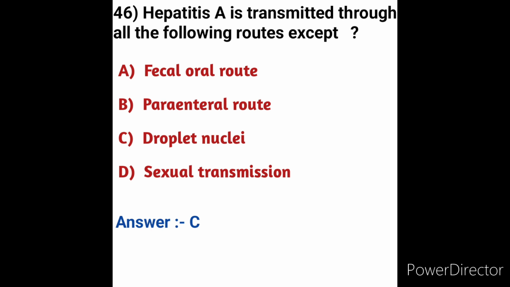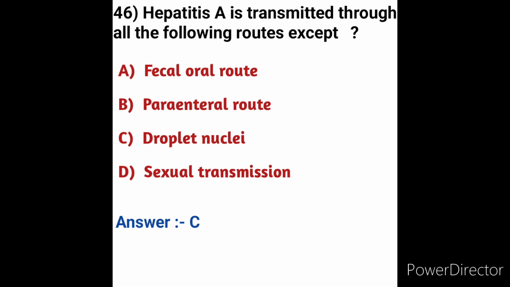Number 46. Hepatitis A is transmitted through all of the following routes except. You will see the options. Option A, fecal-oral route. Option B, parenteral route. Option C, droplet nuclei, and option D, sexual transmission. Here, hepatitis A is transmitted through ingestion of contaminated food and water or through contact with an infected person. So here droplet nuclei is the correct answer. Option C, hepatitis A is not transmitted through droplet nuclei. So, fecal-oral route, food.